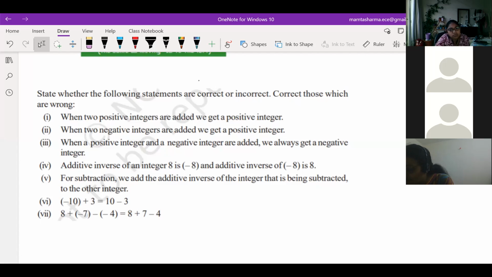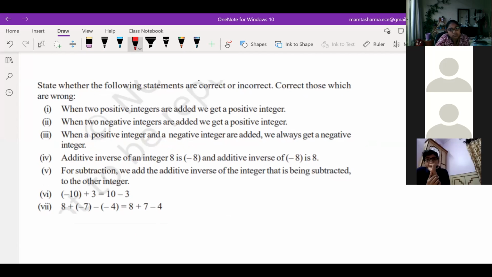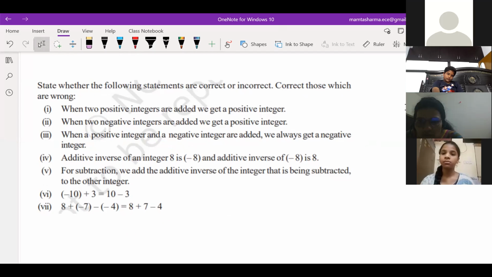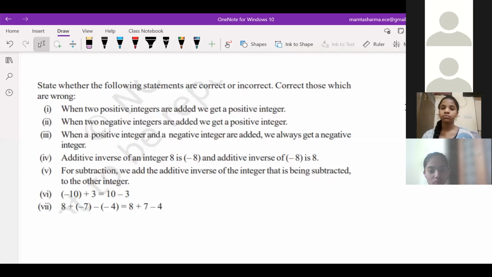Now tell me whether this statement is correct or not. Ma'am, the first one is true. No, one by one I will ask. I could not see all of you. Only 4 people have raised their hand. What about the others? Do you know or not? Tell me frankly. Ma'am, 7 people have raised their hand. Okay, let me do it.